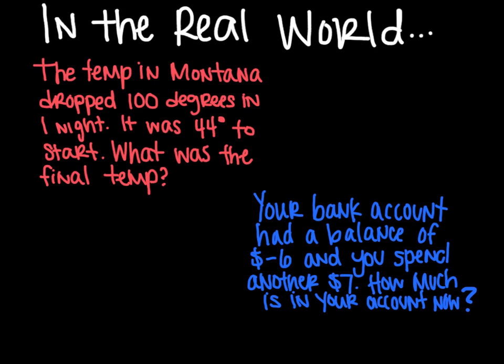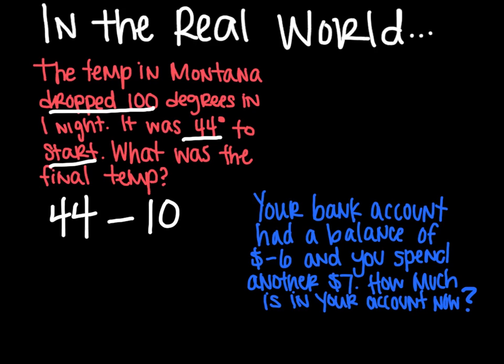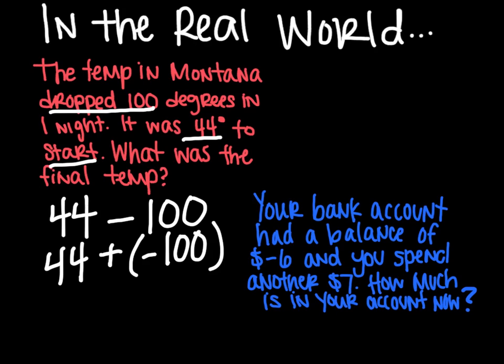What we're going to do is use math. Dropped 100 degrees is key, and it was 44 degrees to start. So we know that 44 degrees is positive, and then dropped 100 degrees means we're decreasing by 100. So here's our problem. That is a subtraction problem, so now we're going to add the opposite. So 44 plus, and then the opposite of 100 is -100.